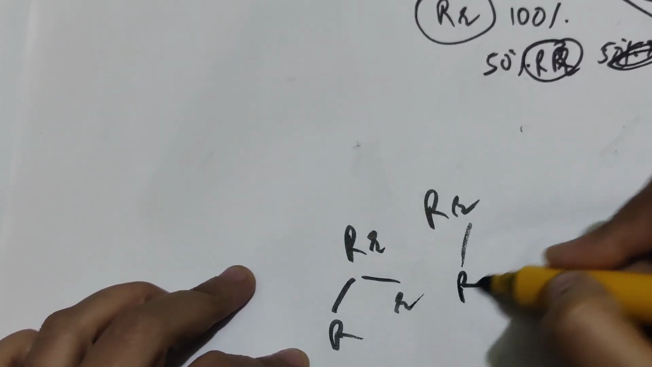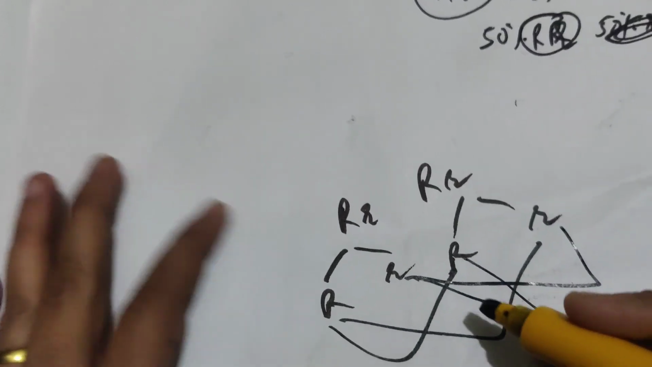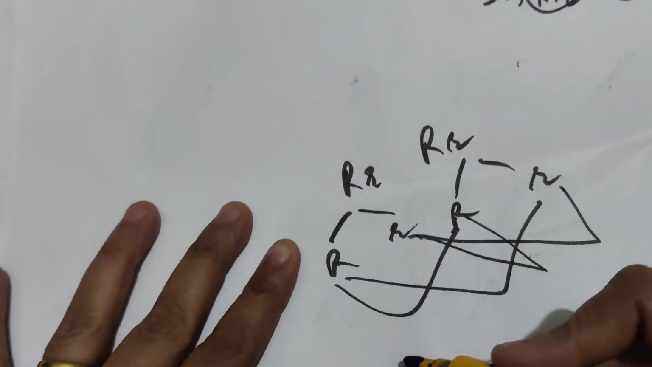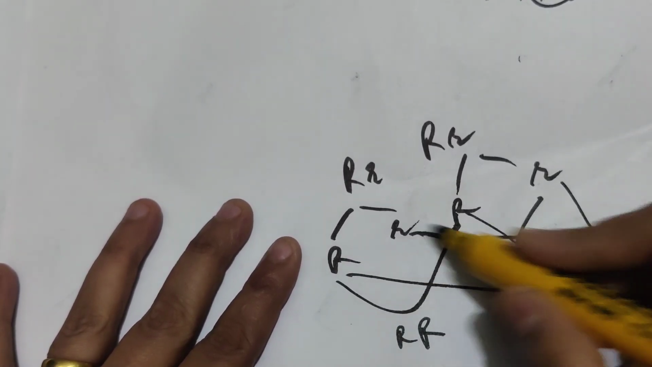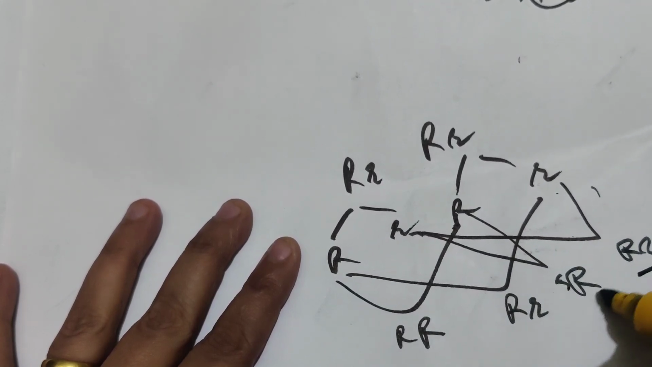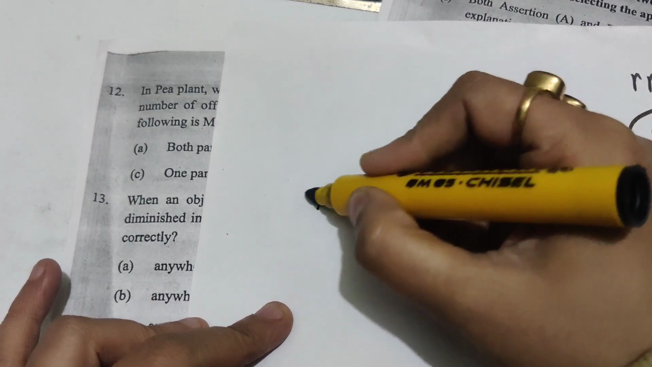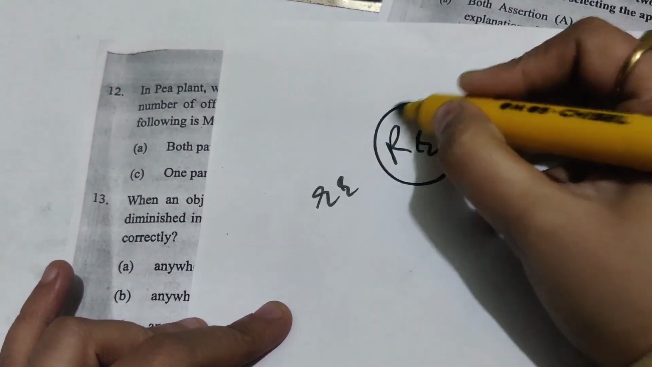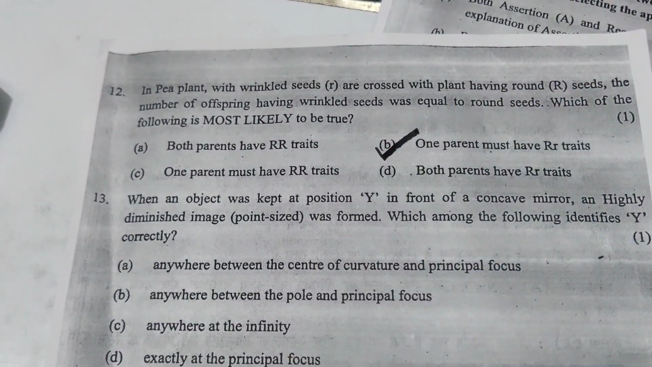R small r, R small r. So in every case there is capital R which is present. In every case: first case it is capital R, last case capital R, small r, capital R, small r, capital R. So in every case capital R is there, which means it will be round. But here 50% is only possible if we are taking one parent as capital R, small r. So option B is the correct answer.